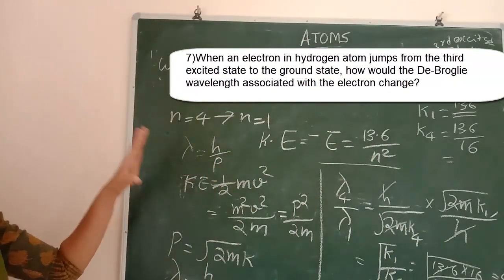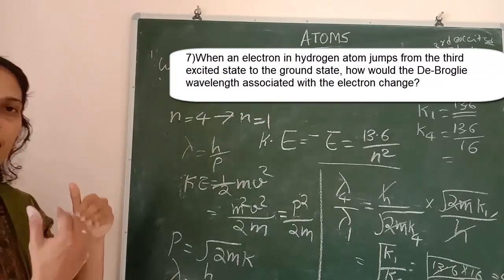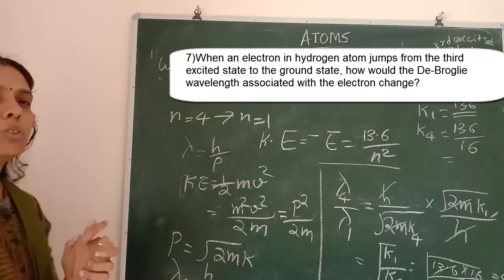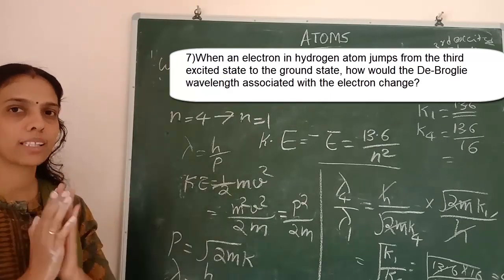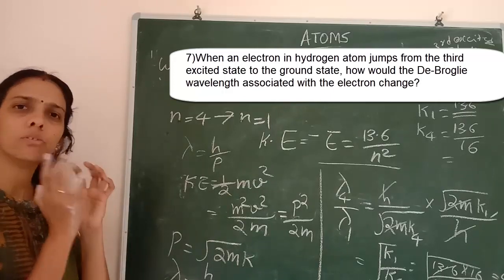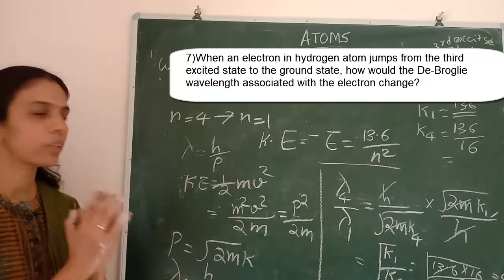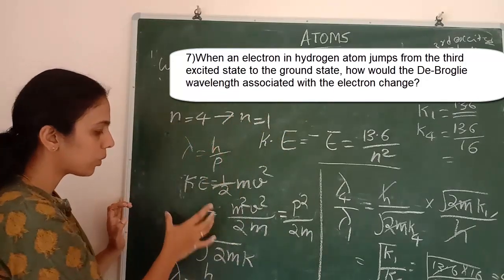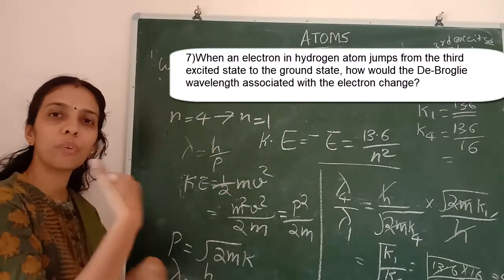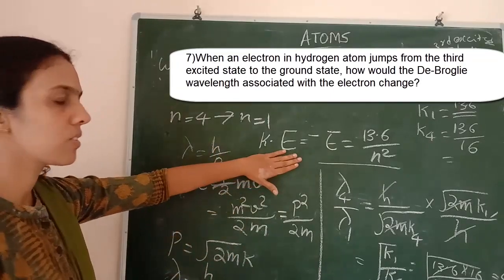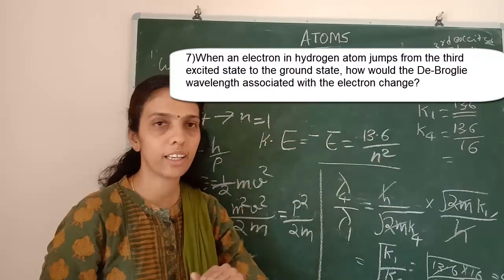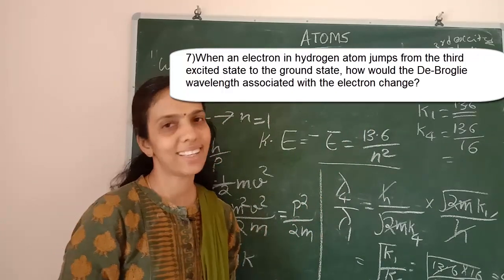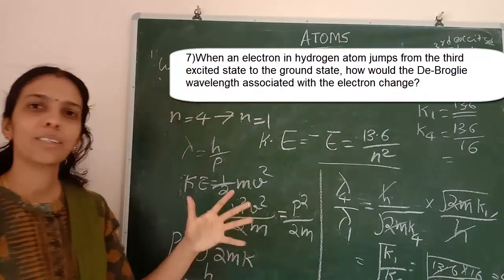When an electron in a hydrogen atom jumps from n is equal to 4 to n is equal to 1, how does the de Broglie wavelength change? Don't panic while seeing the question. We should use the known formulas only. We wrote the de Broglie wavelength formula and looked at in which ways it can change. Here you should understand that kinetic energy is minus of total energy, 13.6 divided by n square. Substitute and find the answer.